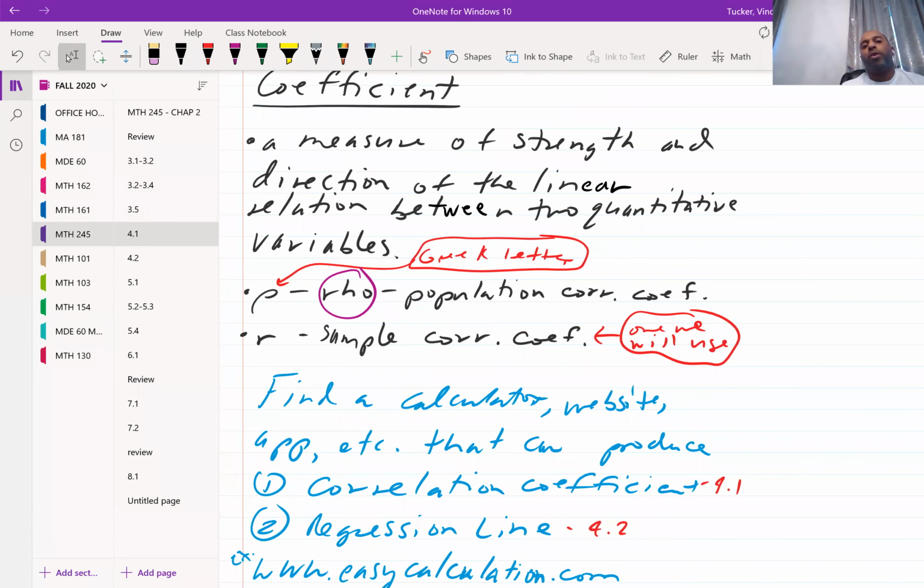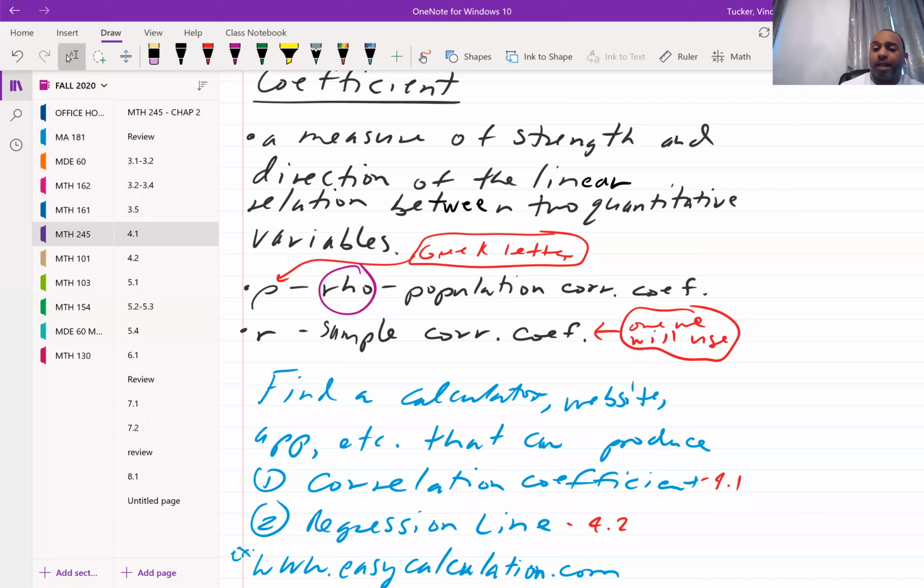Similarly to when we had the standard deviation and the variance, I want you to do the same thing with the correlation coefficient and the regression line. Correlation coefficient is coming out of 4.1. We're going to talk more about it in a second. Yep, got the properties next. But at 4.2 is your regression line. And both of them you can find at easycalculation.com.